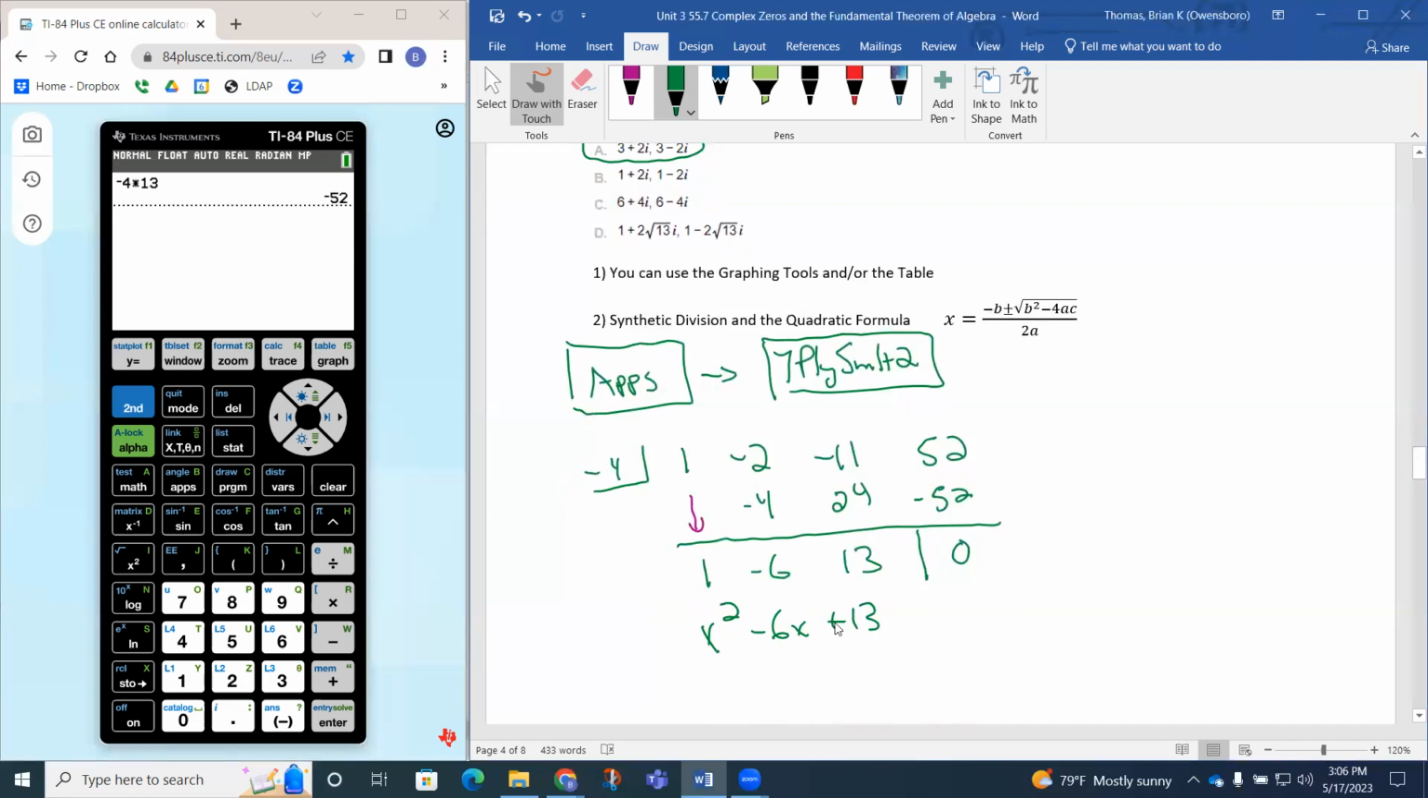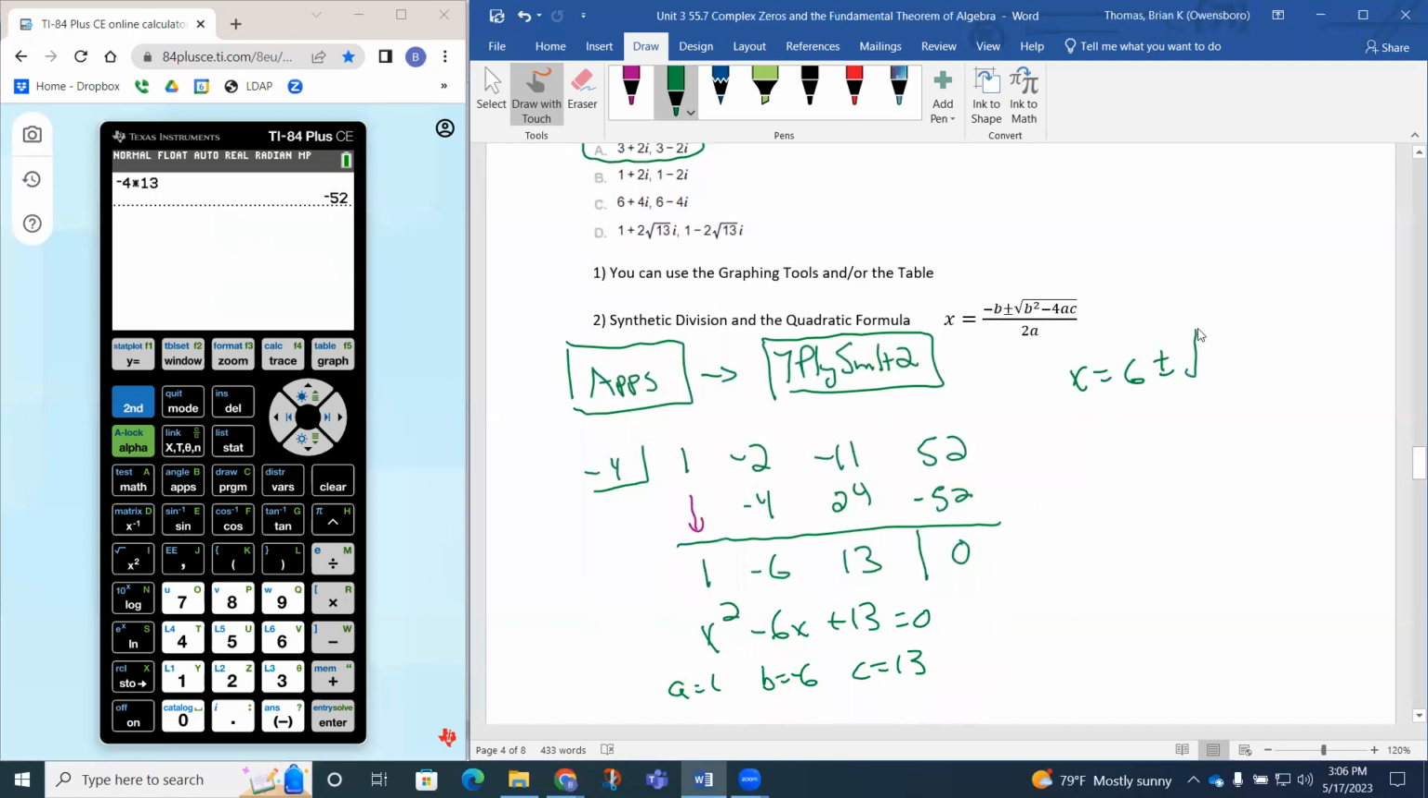So what we need to do now is factor this, or solve for this, if you will, to find the zeros. To find the zeros, we're going to set that equal to 0. But notice that there's no factors of 13 that are going to give me this -6. So I am going to have to use the quadratic formula. So A is going to equal 1, B is going to equal this -6, and the C is going to equal this 13.